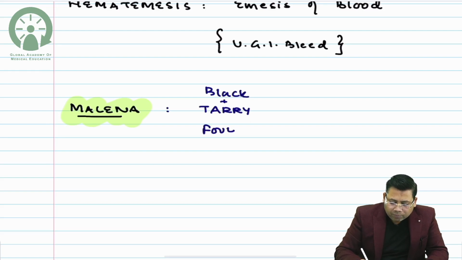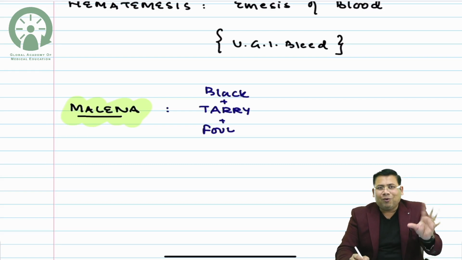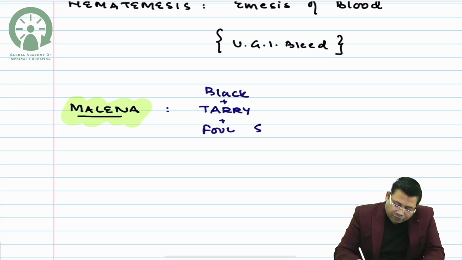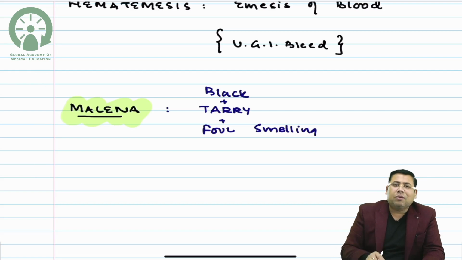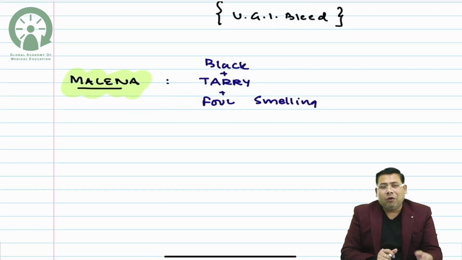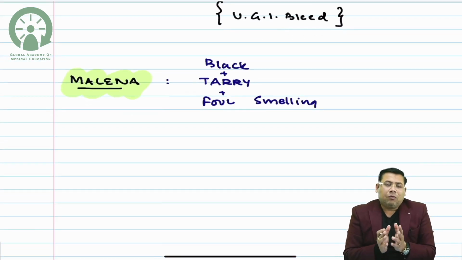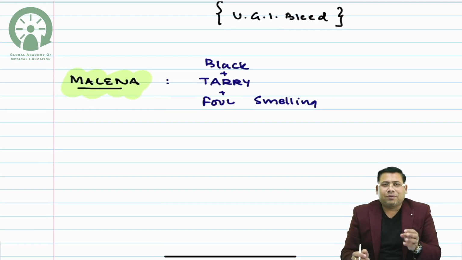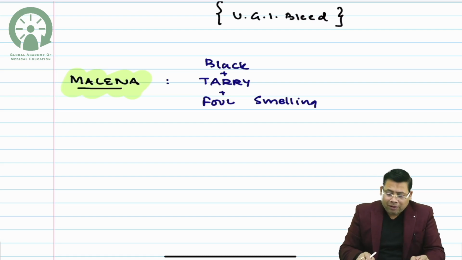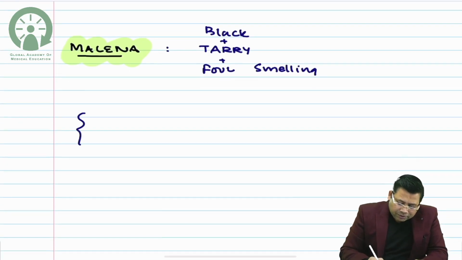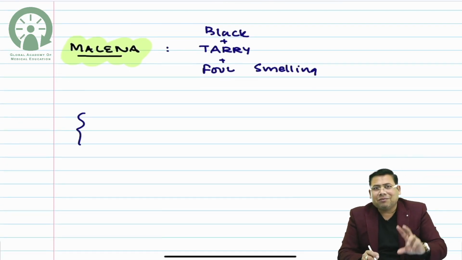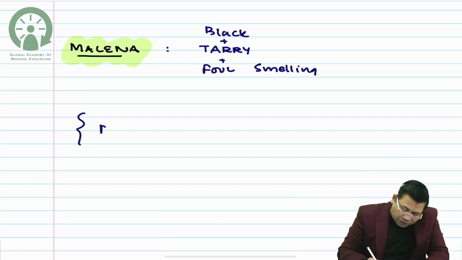Black plus tarry, that means coal tar like consistency, and foul smelling stools, are what is known as melena. Now we often think that melena is a lower GI bleed, exceptionally in a few cases. No, this is not right. This is wrong. Why does melena happen? Melena never happens because of the stool. It is because of the blood.